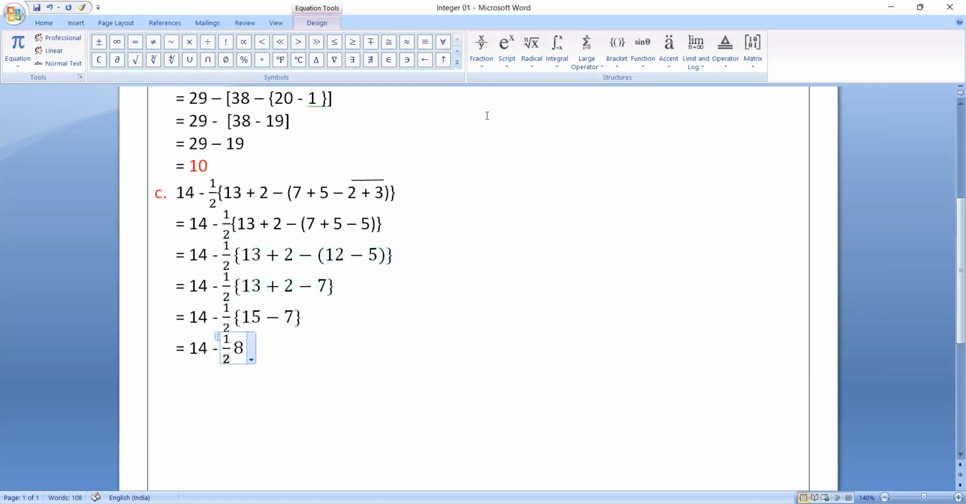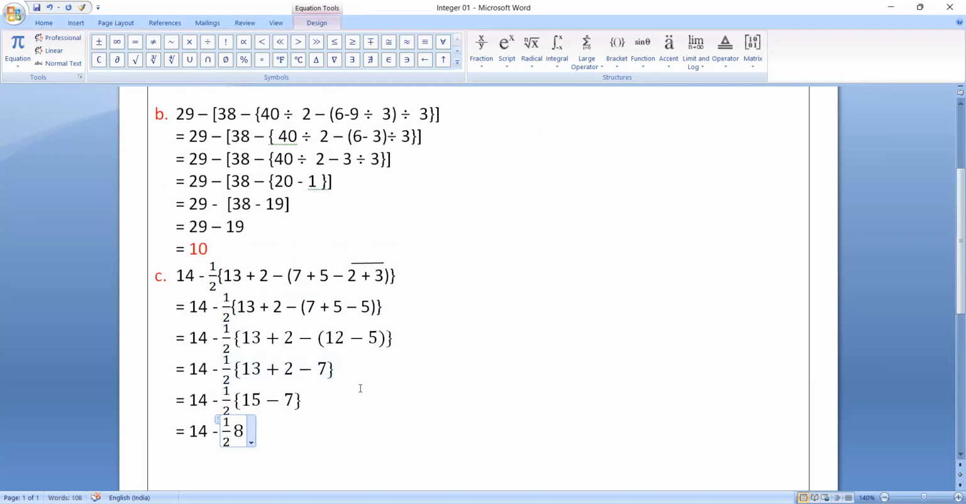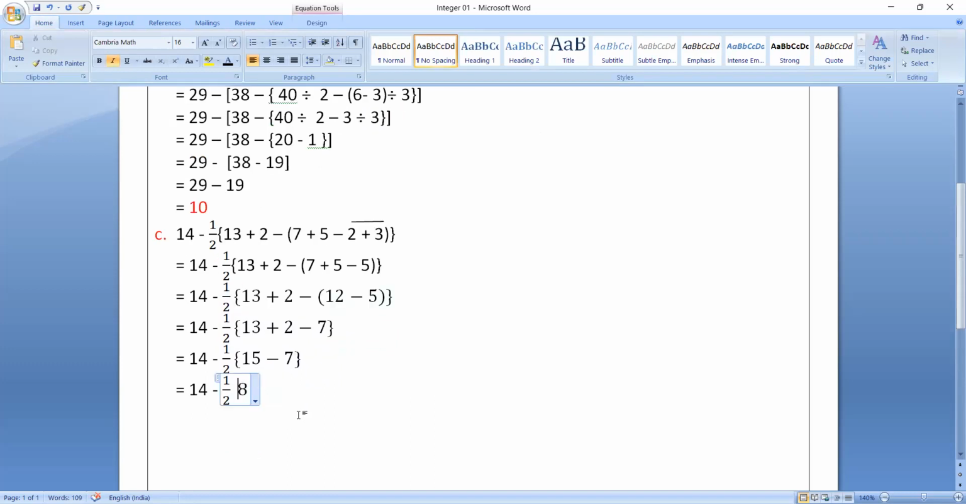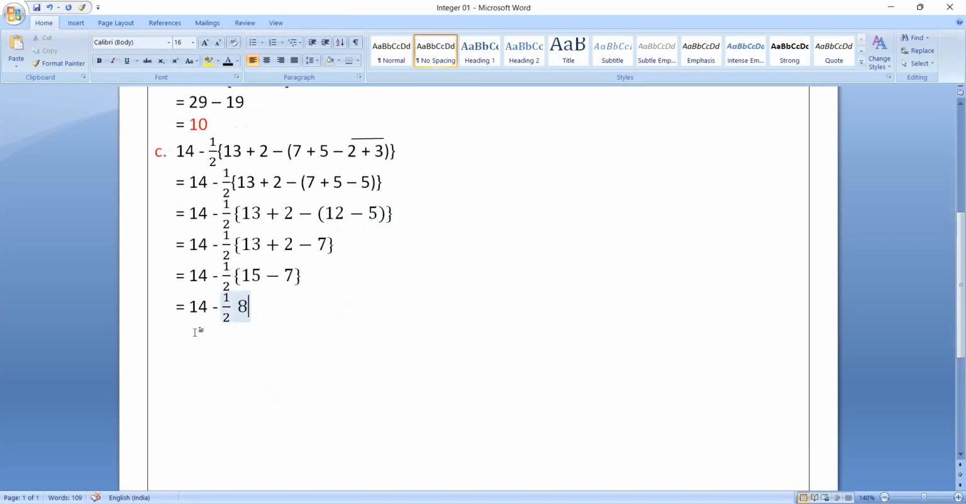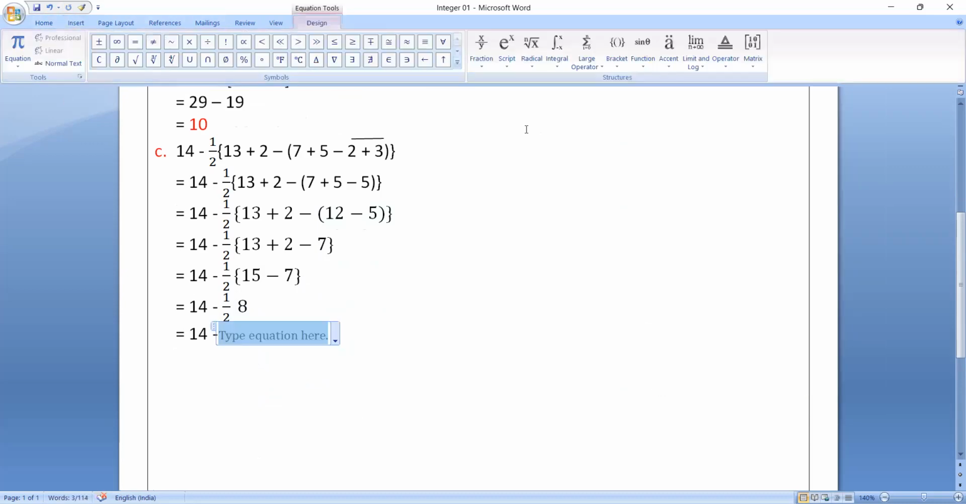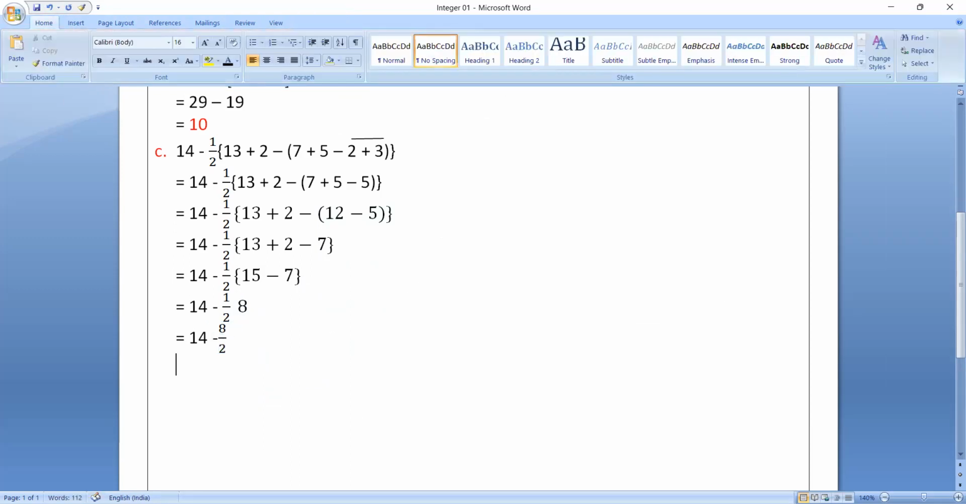And my dear student, when no symbol is given, that is considered as multiply. So we have to consider this as multiply. So we just consider this a multiply symbol. So we have to cancel this 2 and 4, which equals 2 divided by 4. So we can write this equation as 14 minus 8/2, which always gives you the better option. This is better to write.